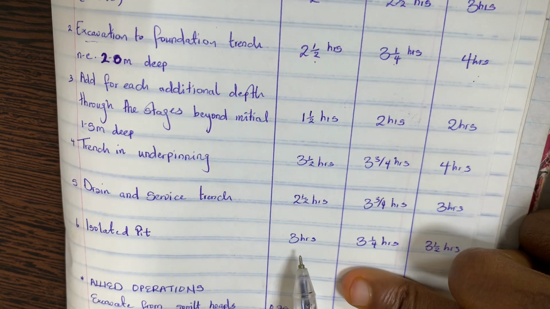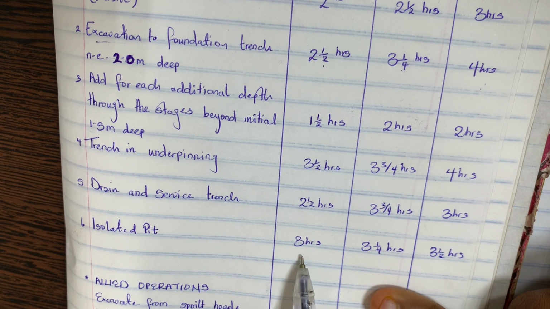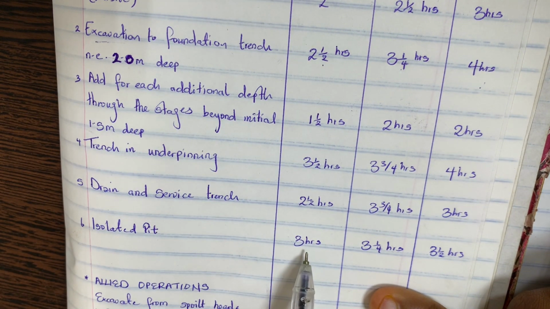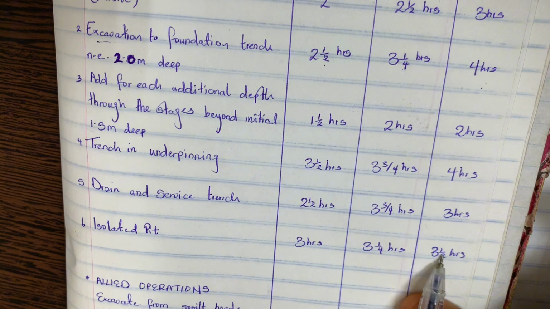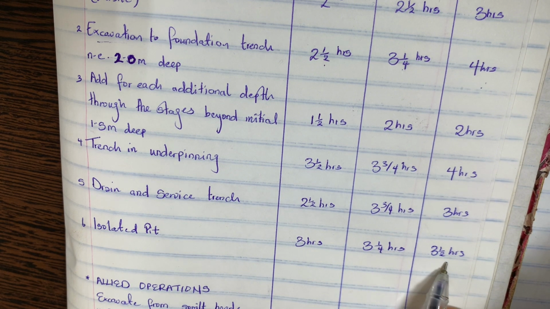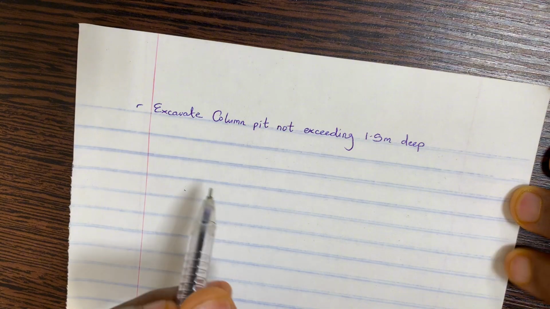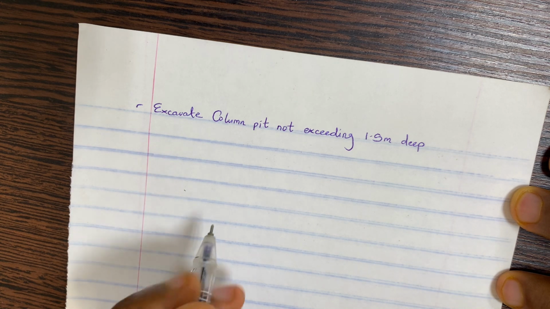You can see the different labor constants, that's the time it takes them to excavate 1 meter cube. So for coarse soil or sand, they say 3 hours, firm soil or clay 3/4 hours, gravel or compacted soil 3.5 hours. We're going to be assuming that it's coarse soil or sand, which is about 3 hours, meaning that it will take them about 3 hours to excavate 1 meter cube.